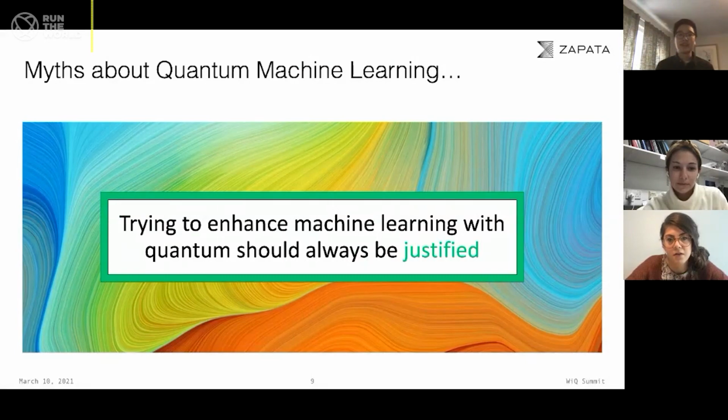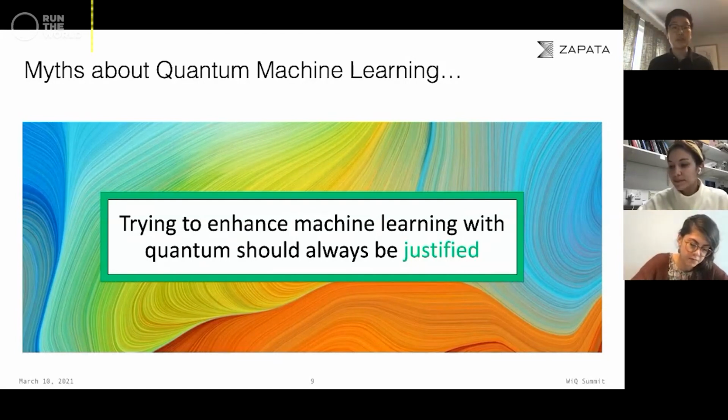And the next myth is that the idea of trying to enhance machine learning with quantum should always be justified. To clarify this statement, what I mean is, when you're trying to enhance machine learning with quantum, you shouldn't quickly scrap ideas just because these ideas don't immediately prove or point to or show this idea of quantum advantage. My thought is that because QML is a relatively new field, a lot of the research there should be exploratory to some extent, where you don't always have to have the perfect justification for trying something new with quantum and machine learning.